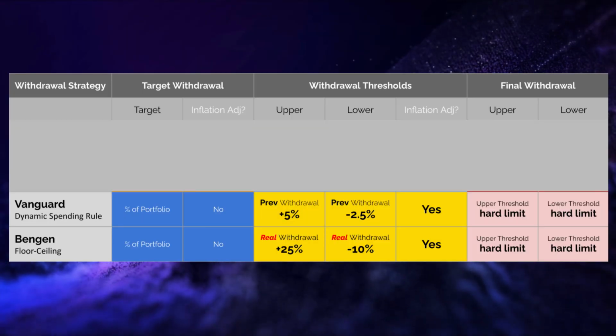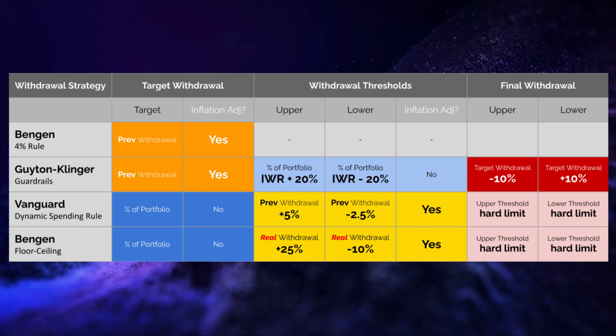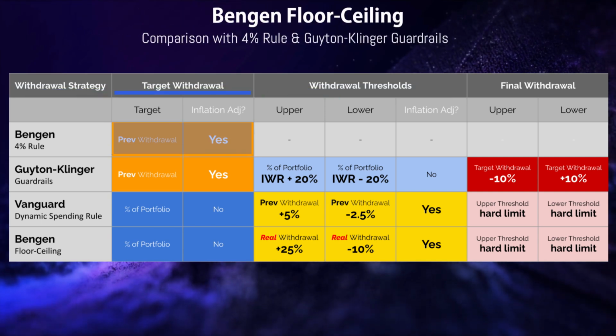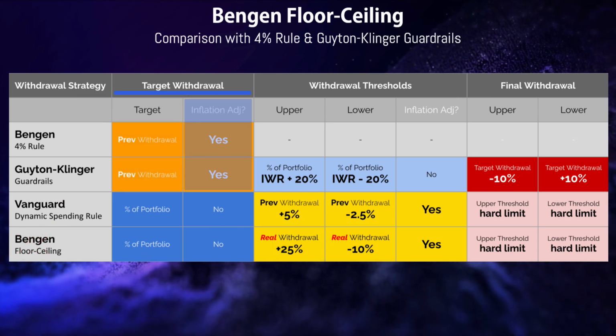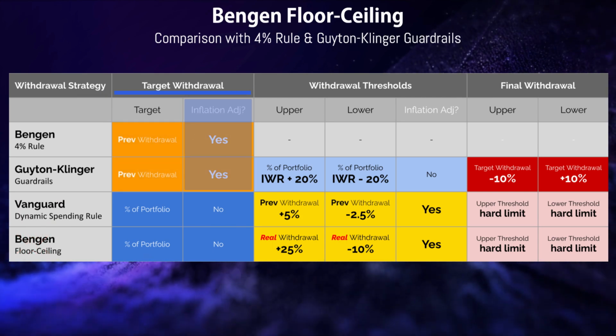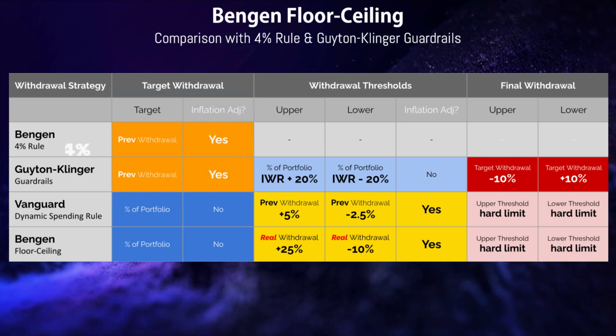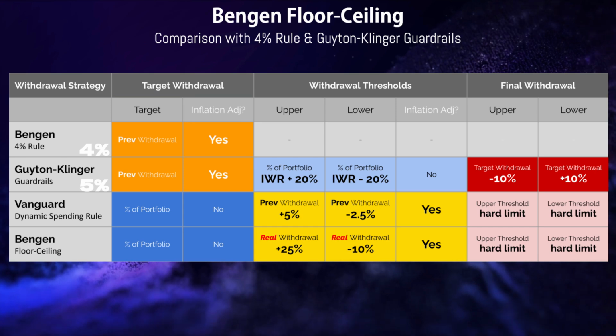Now, let's compare Bengen Floor-Ceiling with Bengen's 4% rule and Guyton-Klinger Guardrails. While you might think Bengen's Floor-Ceiling aligns closely with his 4% rule, it doesn't. In fact, Bengen's 4% rule is the basis for Guyton-Klinger, not his own floor-ceiling strategy. Both the 4% rule and Guyton-Klinger adjust withdrawals for inflation each year. The initial withdrawal for the first year is a set percentage of the portfolio, such as 4% or 5%.